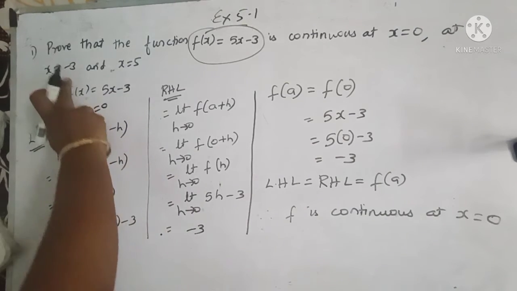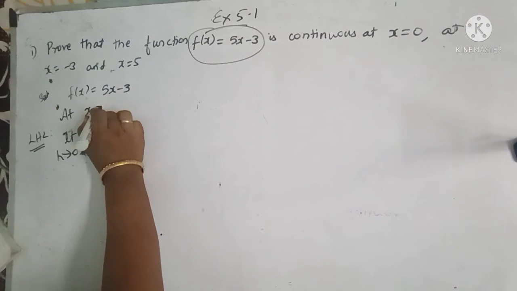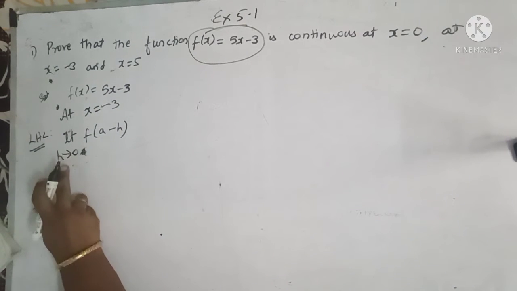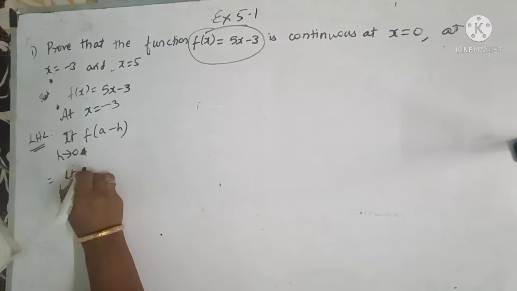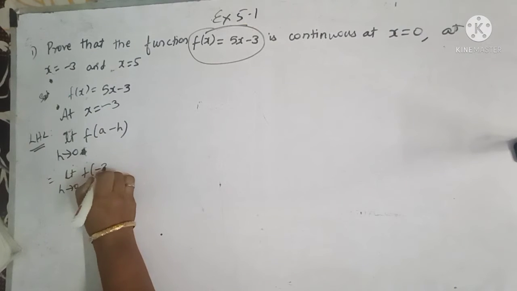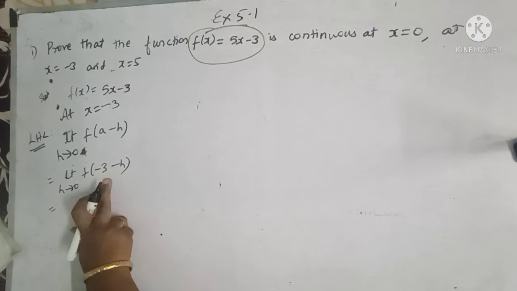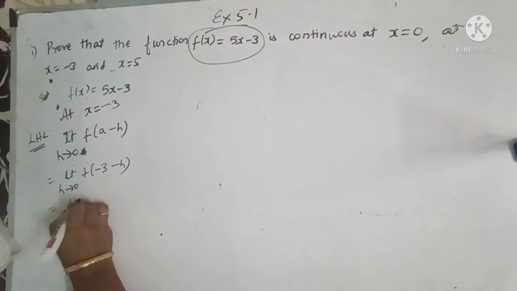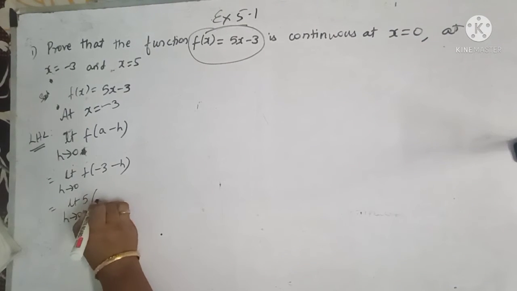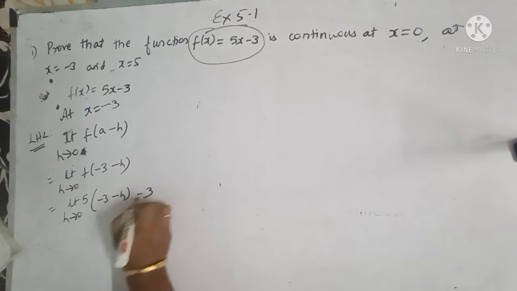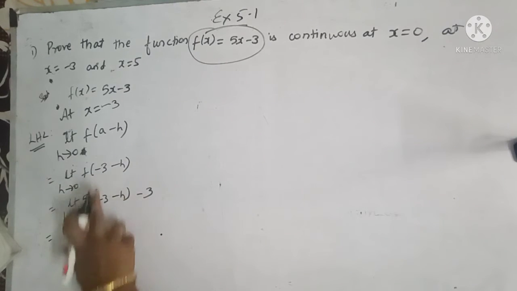Now we have to find out for x is equal to minus 3. Now the next one is at x is equal to minus 3. So left hand limit h tends to 0, f of a minus h. So this is equal to limit h tends to 0, f of a value is minus 3 minus h. Now in the place of x we have to substitute minus 3 minus h. So limit h tends to 0, 5 into x, that is 5 into minus 3 minus h minus 3. Is it clear? 5x minus 3, in the place of x we are substituting minus 3 minus h.